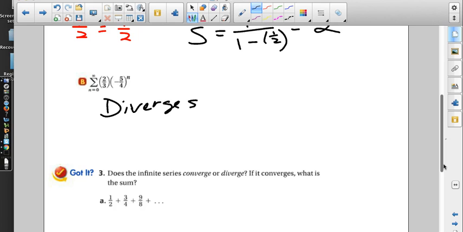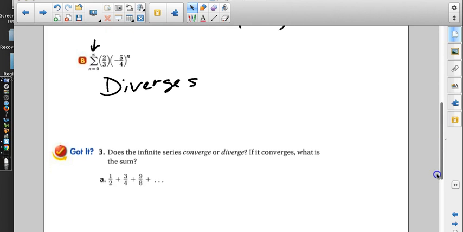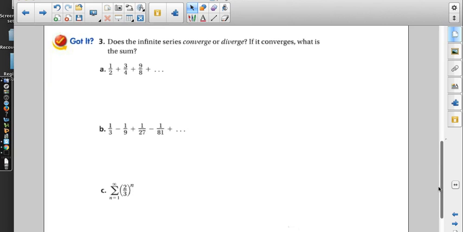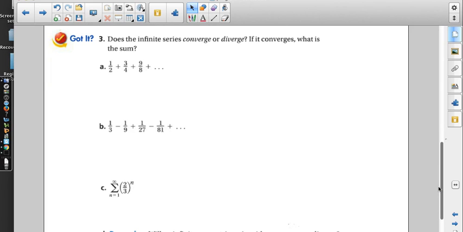Here's why. Look what's up at the top of that sigma notation. If this was from 0 to 7, we could do that. Piece of cake. Use the finite formula. But it's infinite. It's diverging. We can't give it to them.